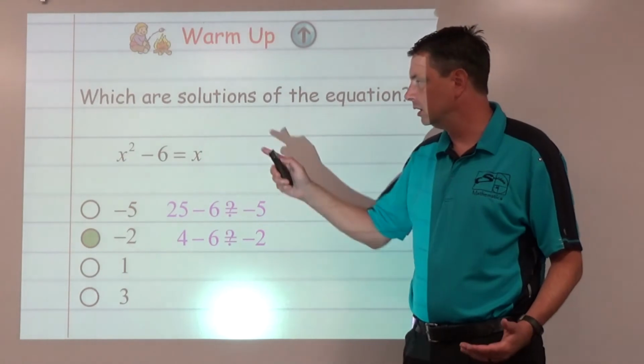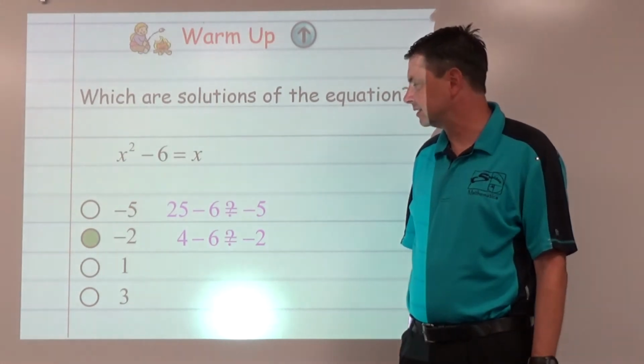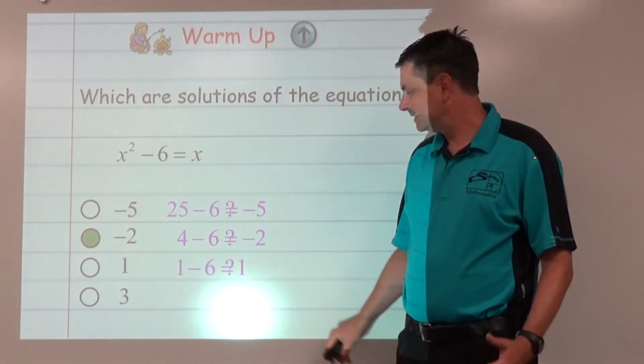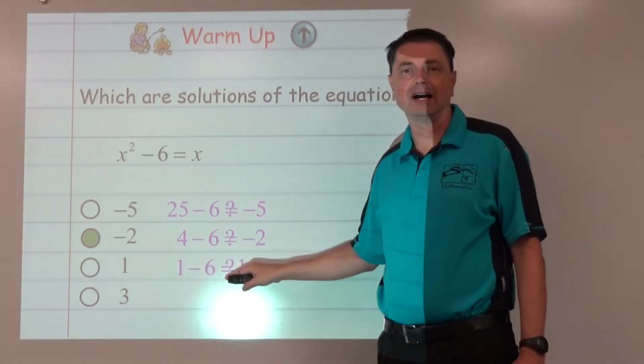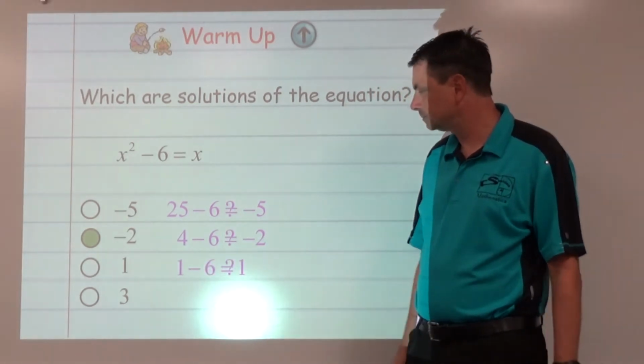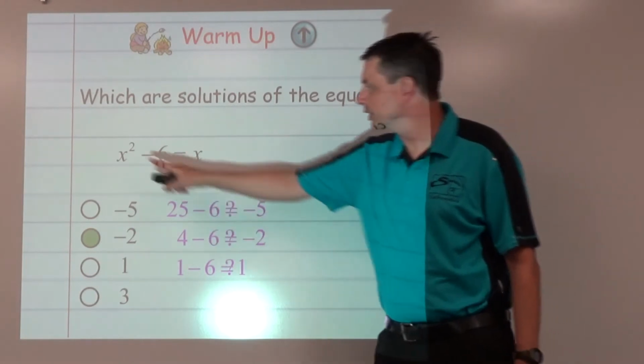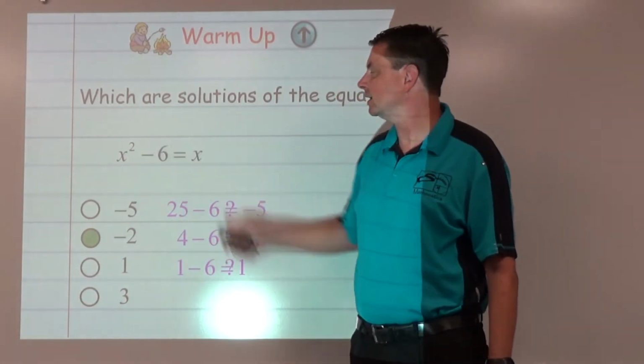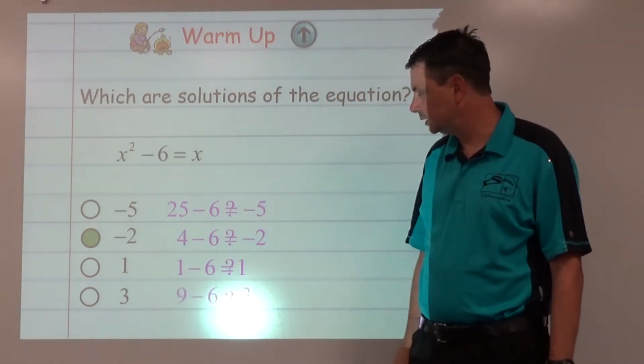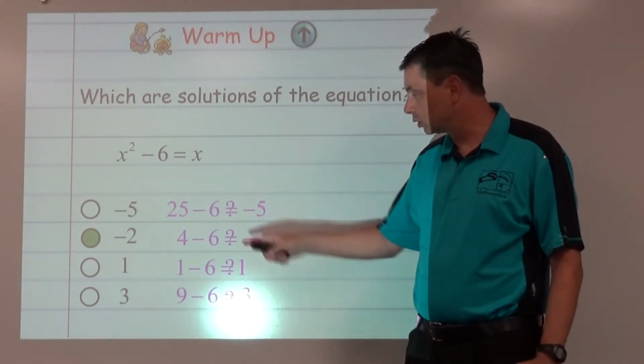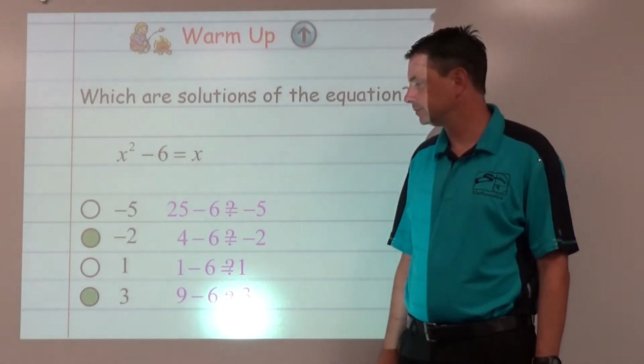How about 1? 1 squared minus 6. Does that equal 1? Apparently not. It looks like -5. Does that equal 1? No. So let's try 3. 3 squared, 9 minus 6. Does that equal 3? It does, so we're going to choose that to be a solution.